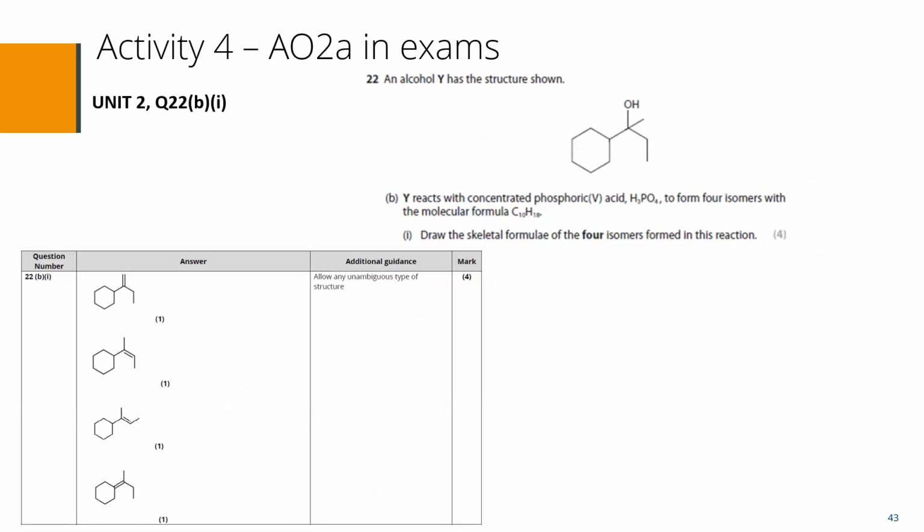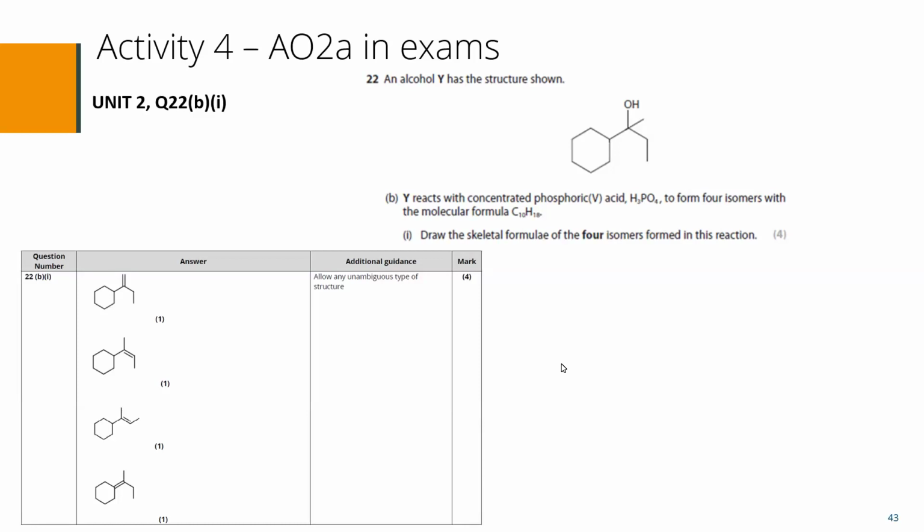Okay, the next question. Alcohol Y has the structure shown. Y reacts with concentrated phosphoric acid to form 4 isomers with the molecular formula C10H18. Draw the skeletal formula of the 4 isomers formed in this reaction. So there are the 4 isomers formed, and the additional guidance says allow any unambiguous type of structure, and that will include bond angles that are not as we would like them to be. So if they're given correct bond angles, then that is okay, as long as the structure's unambiguous.